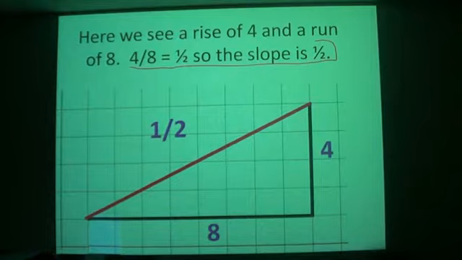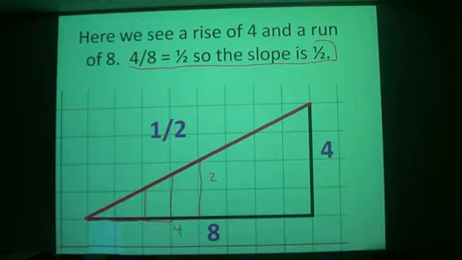We can take a look at this. Here we go. Here we have 1, 2. That's a run of 2 and a rise of 1. Or we could say I have a run of 3 and a rise of 1.5. Or I can have a run of 4 and a rise of 2. So my rise is 2 and my run is 4.